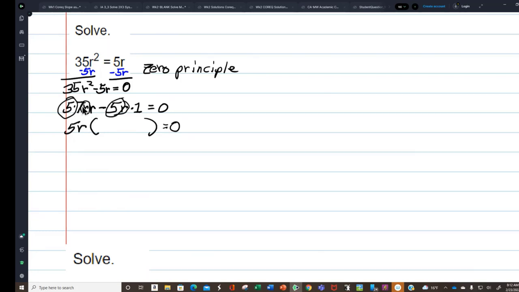There's a 7, not easy to see, so let me write this over again. R, and I'll circle one of them and try to be neater. And now we can see the 7 better. There's a 7 left and an R left in this term, minus the 5 and the R are out there now. So I'm left with a 1.